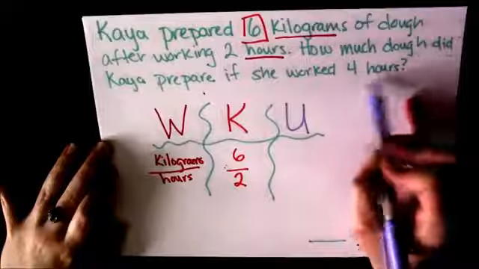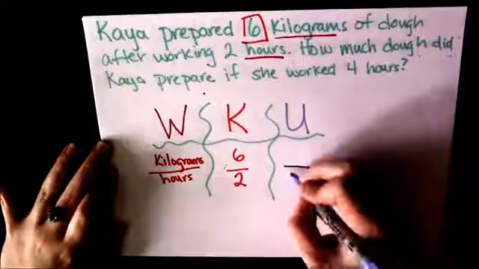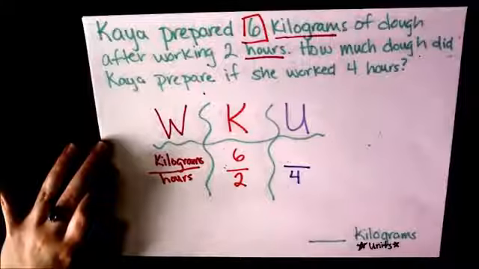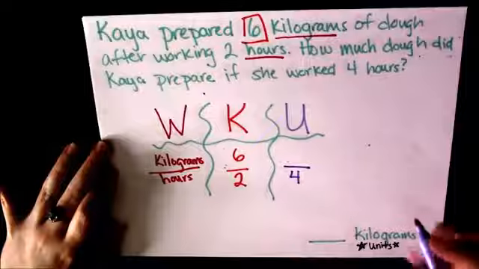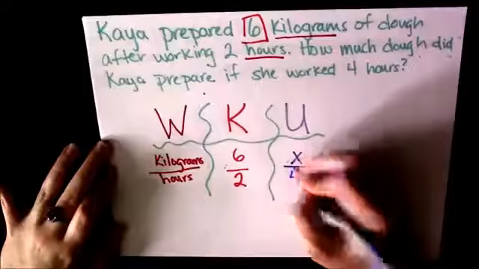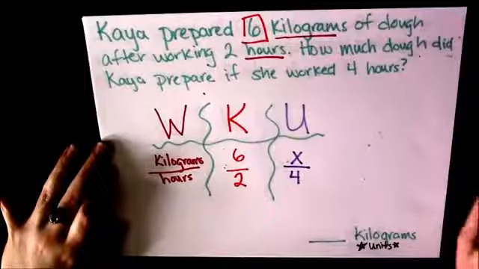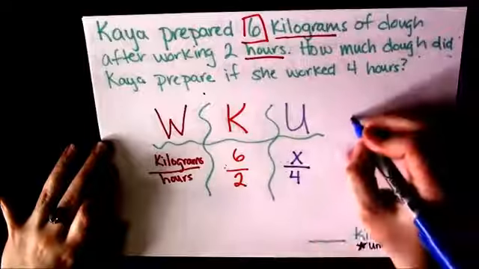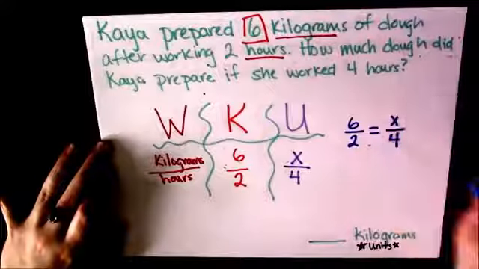So they gave me 4 hours, so that's given to me. So I look here, it says hours is in the denominator, so I put 4 there. And what I need to figure out is how many kilograms of dough. So that's my variable or my unknown, which is x. Now I set up my proportion, and that's 6 over 2 equals x over 4.